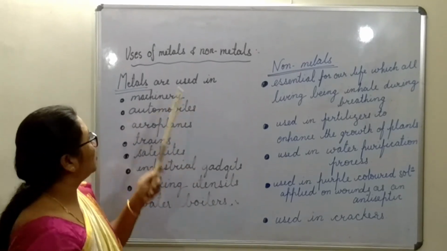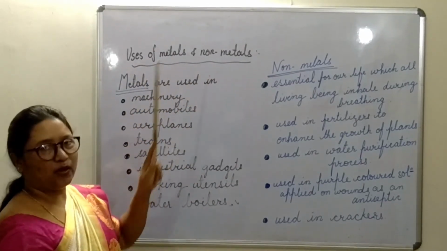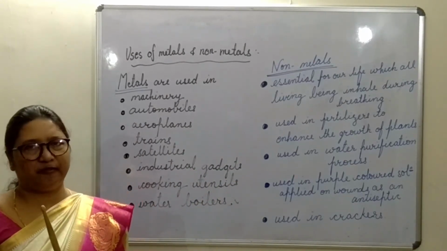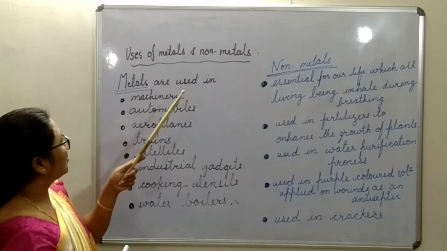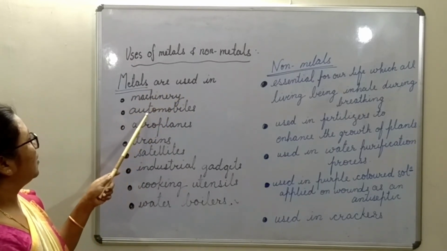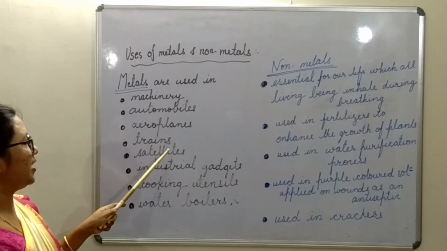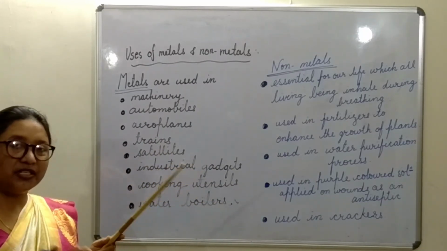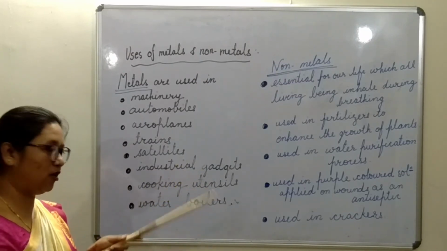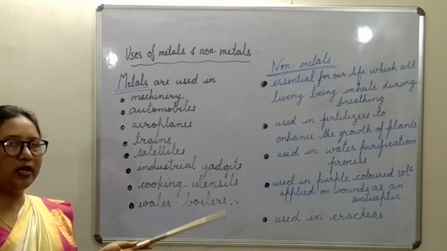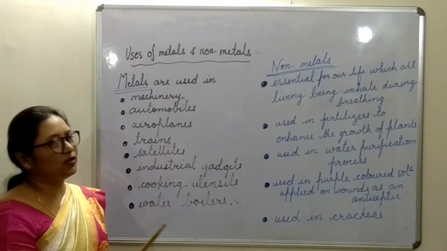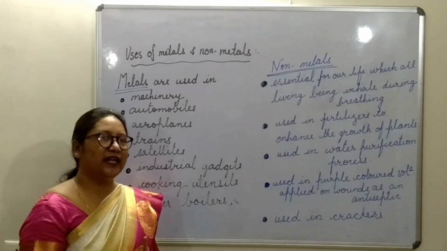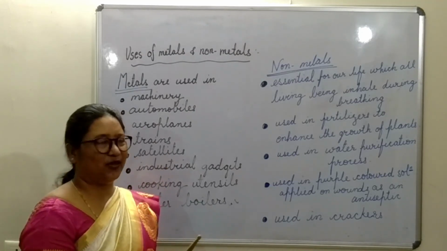Now let's talk about the uses of metals and non-metals. There are so many uses of metals. Metals are used in making machineries, automobiles, aeroplanes, trains, satellites, industrial gadgets. Then in the kitchen, cooking utensils are made of metals, water boilers and so on. Now what are the uses of non-metals? You are very much familiar with the uses of non-metals. Let's check it. Can you guess it or not?